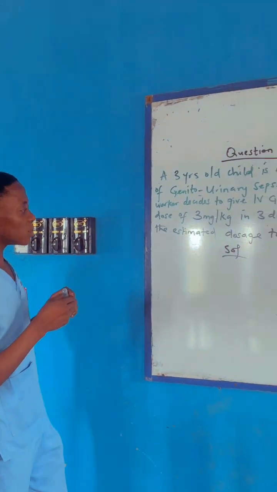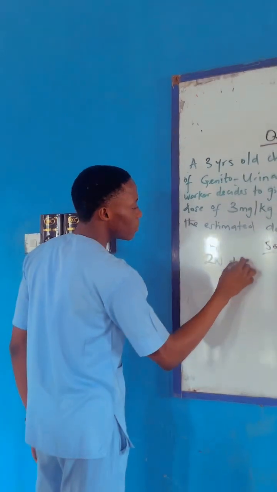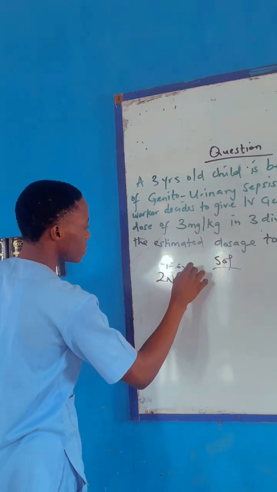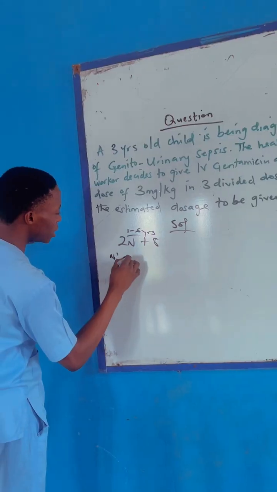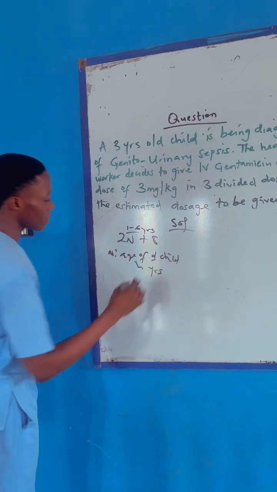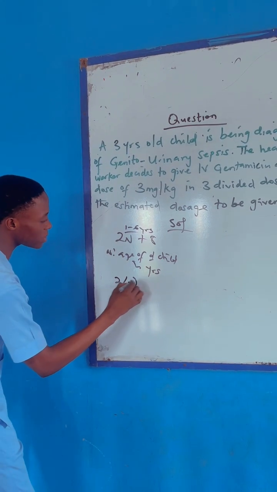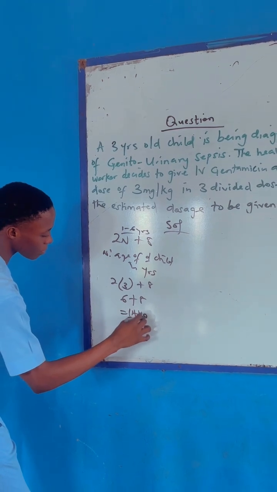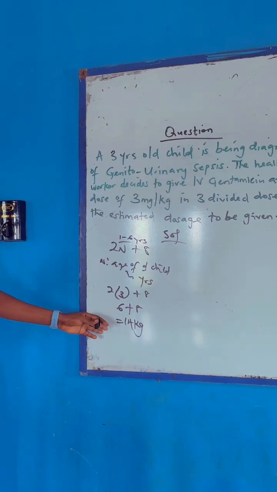So in order to calculate the weight of the child, there is a formula proposed for that, which is 2n plus 8, to calculate the weight of the child between 1 to 6 years. Here's the formula: 2n plus 8, where n is the age of the child in years. So when we substitute, the child is 3 years: 2 times 3 plus 8. 2 times 3 is 6, plus 8, so we have 14. A 3-year-old child is said to be 14 kg.